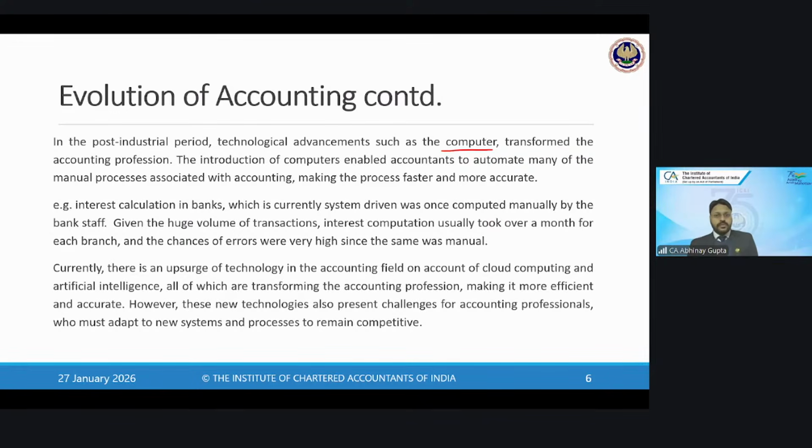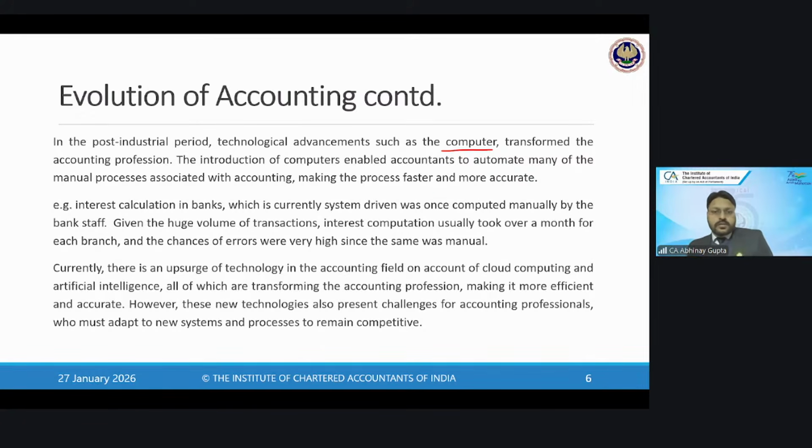So when computers arrived, we got Microsoft Excel, right? And Excel transformed the preparation of financial statements the way we are preparing them today, right? Just imagine if there is no Excel and you are asked to prepare the financial statements, right? How would you prepare? It is very difficult, right?